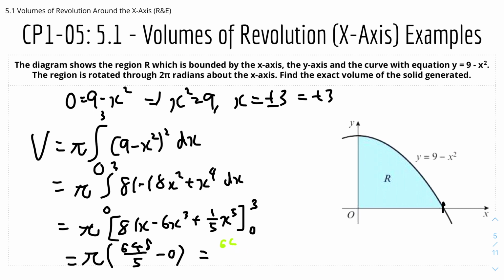Over, let me just write it bigger. So it will be 648 over 5 pi, and there's no unit given, so it will just be unit cube, like so.